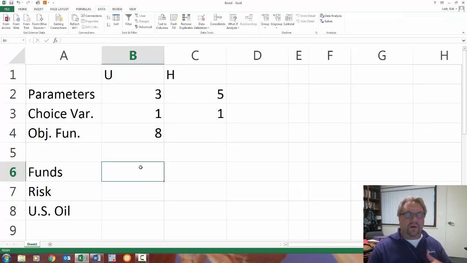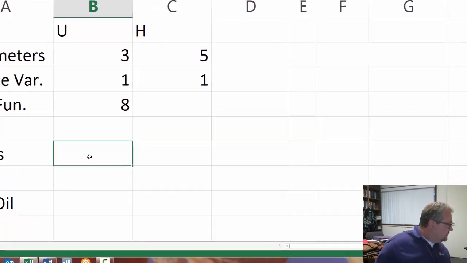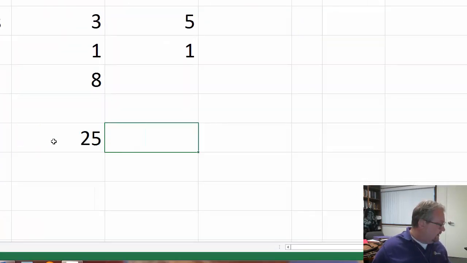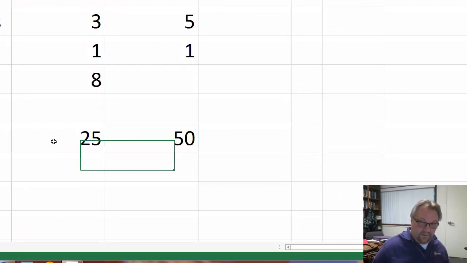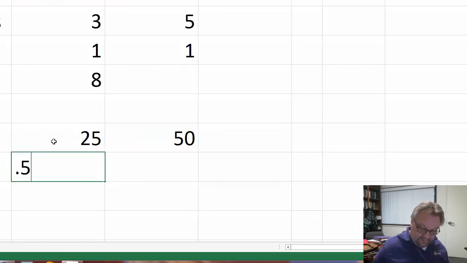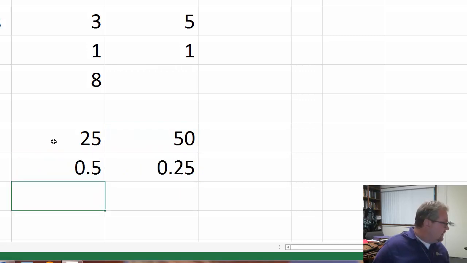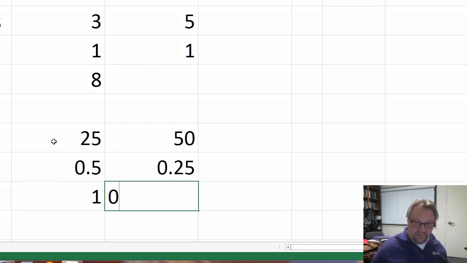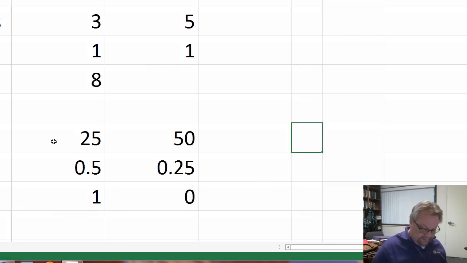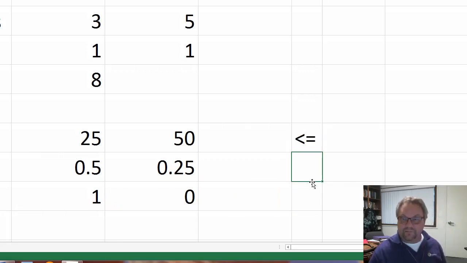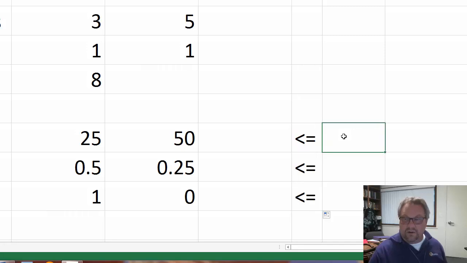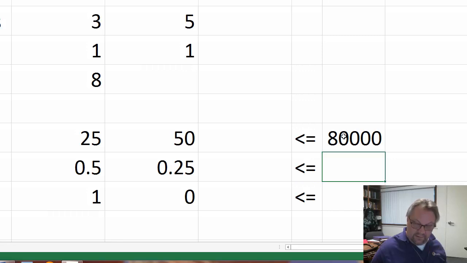Okay, and then for my constraints, I have my funds available, my risk, and my US oil, and those were 25, 50, 0.5 and 0.25. And then 1 and 0. They all had to be less than or equal to 80,000 here, 700 and 1,000.